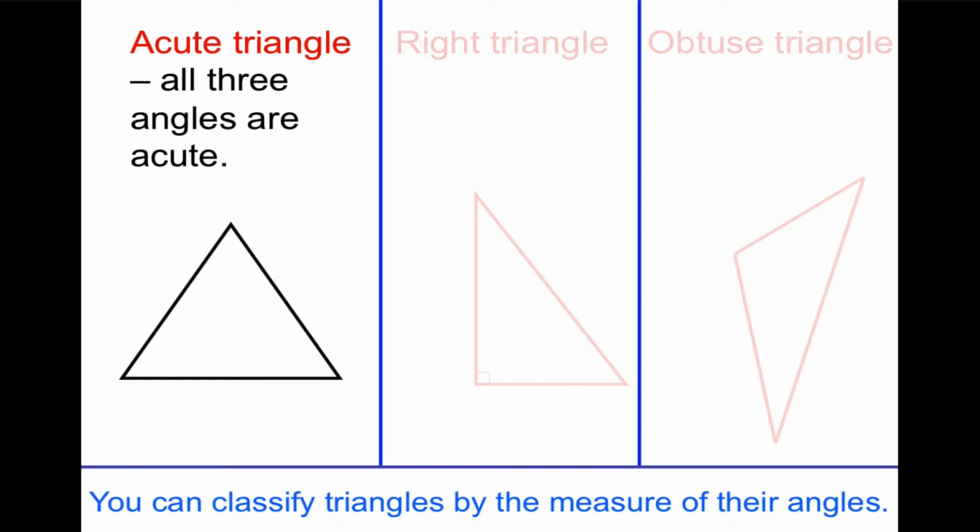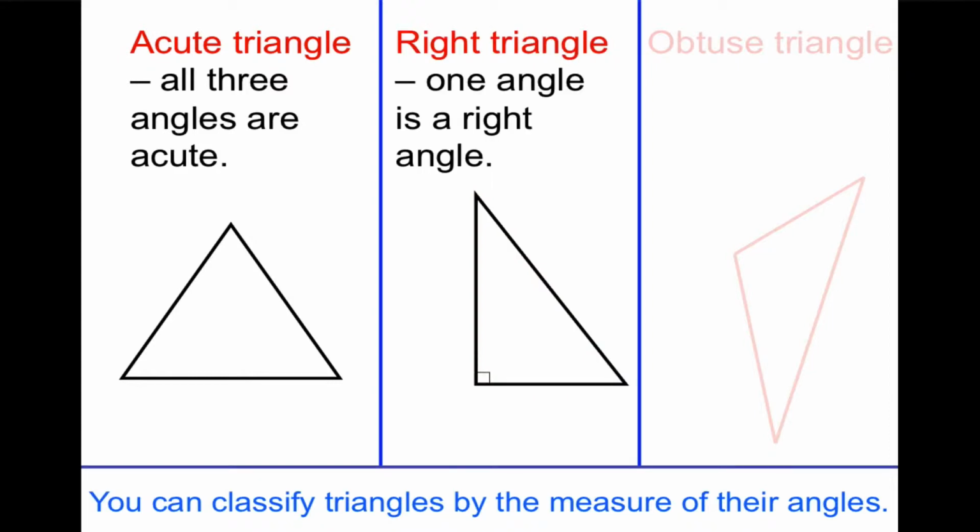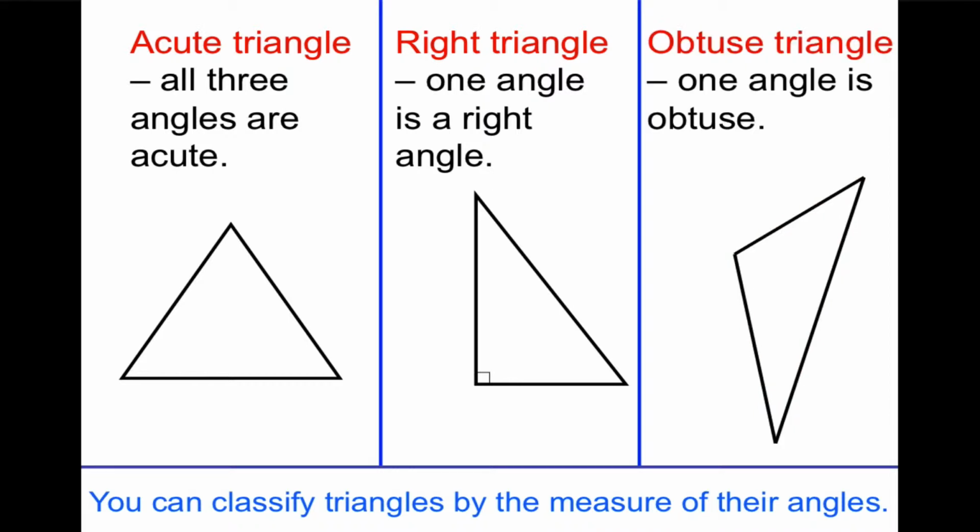And there's three. There's an acute triangle where all three angles are acute. There's a right triangle that has exactly one angle that is a right angle. And there's an obtuse triangle that has exactly one angle that is obtuse.